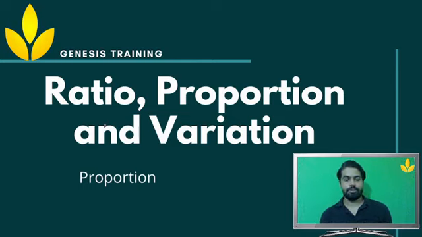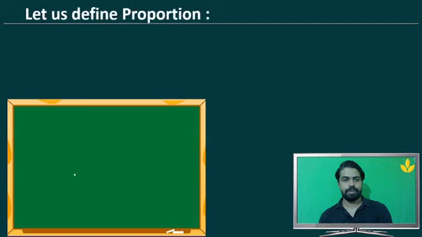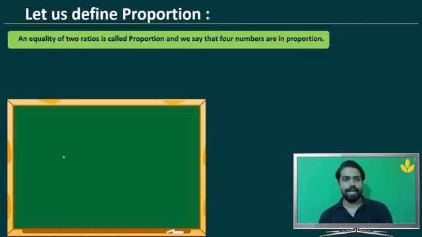This is the second video on the ratio, proportion and variation concept. Here we are discussing the properties of proportion and the questions connected to proportions. Let's see what a proportion is. Let's define proportion: an equality of two ratios. Whenever two ratios are equal to each other, we say the four numbers are in proportion.